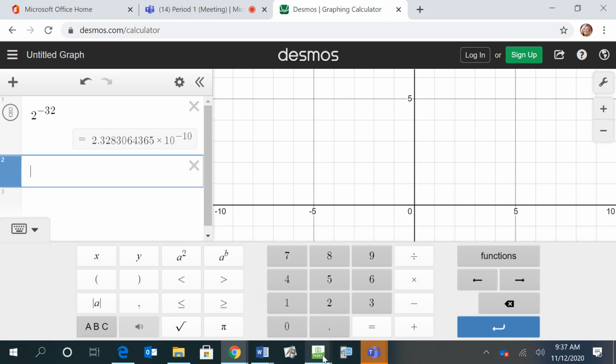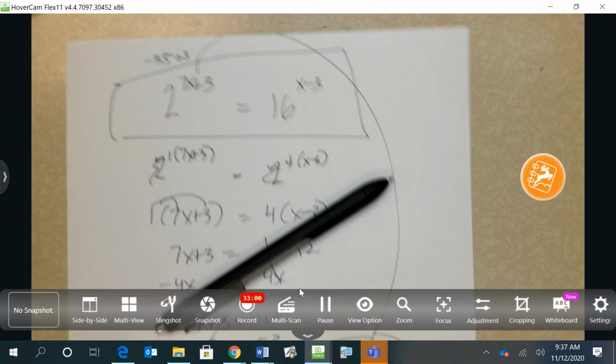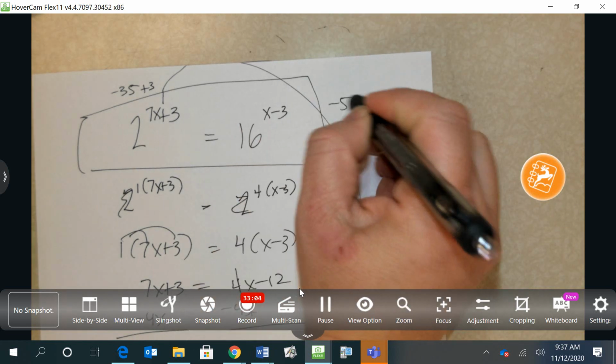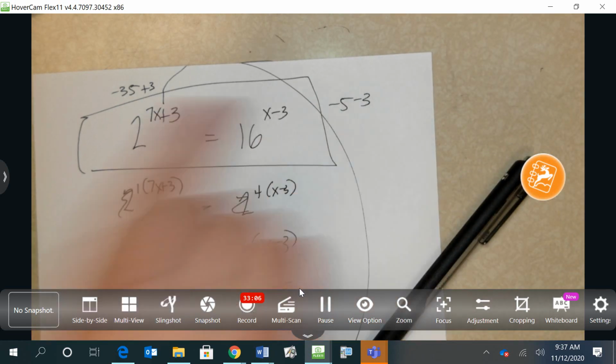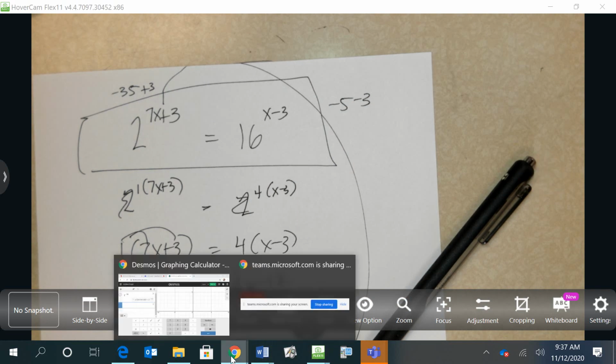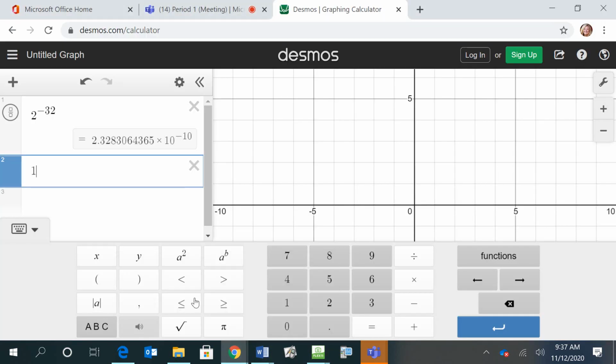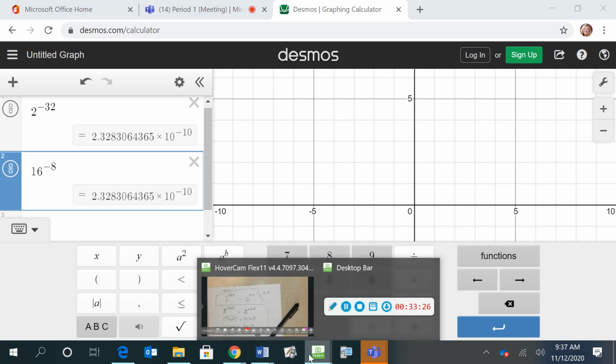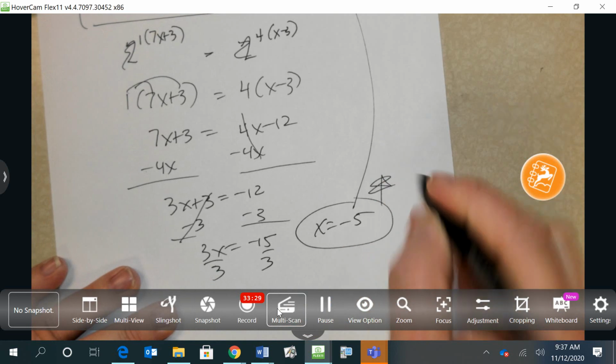If I come back here, I know that if I substitute -5, then -5 minus 3 is -8. So I want to do 16 to the -8. I don't have to write these answers down. In past years, students say, what do I do with this answer? You don't have to write it down. We just want to know, are these two answers exactly the same? I'm looking them over. They're identical, which means that is the correct answer. That means -5 is correct.